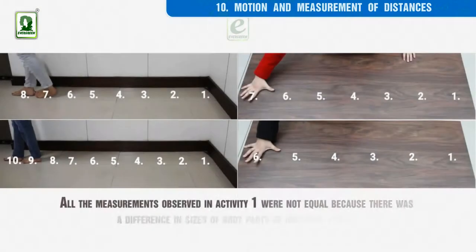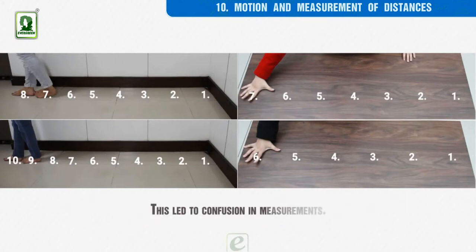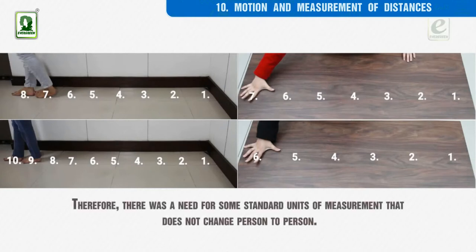All the measurements observed in Activity 1 were not equal because there was a difference in sizes of body parts of different people. This led to confusion in measurements. Therefore, there was a need for some standard units of measurement that does not change person to person.